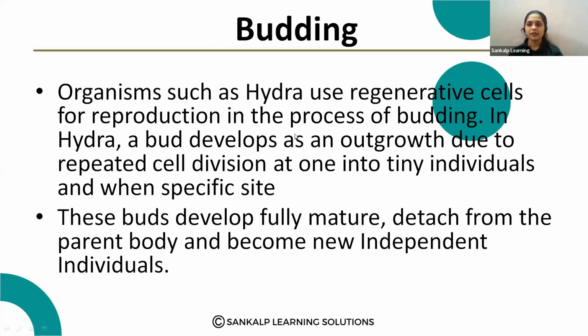You can see it in yeast also. So note down the answer. Organisms such as hydra use regenerative cells. I hope you have studied this topic for reproduction in the process of budding. Okay, then note down these points. A small outgrowth forms due to cell division, and a small individual is formed, and that individual gets detached from the parent body and develops into a new plant.